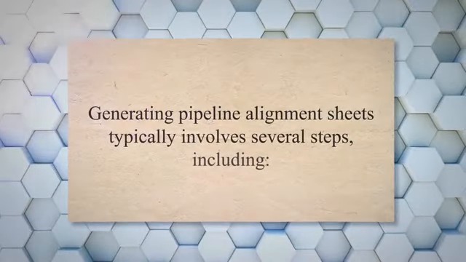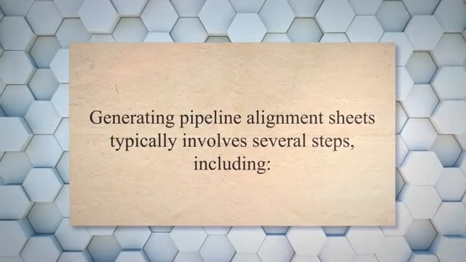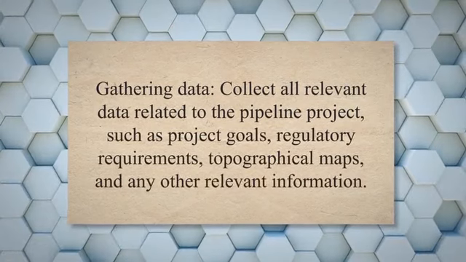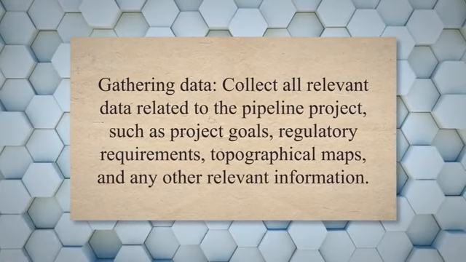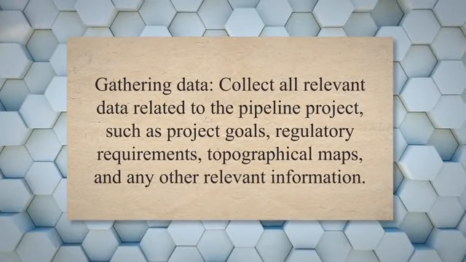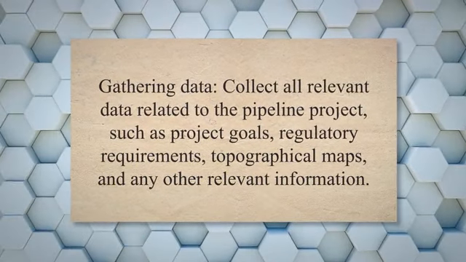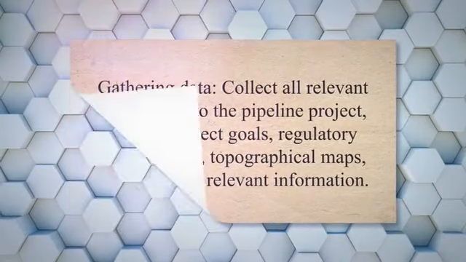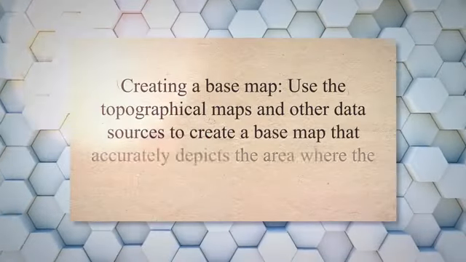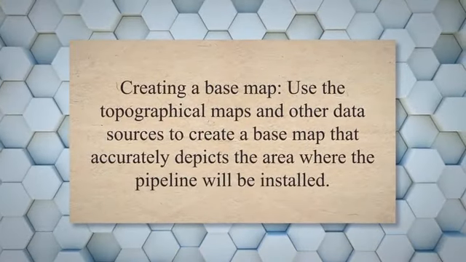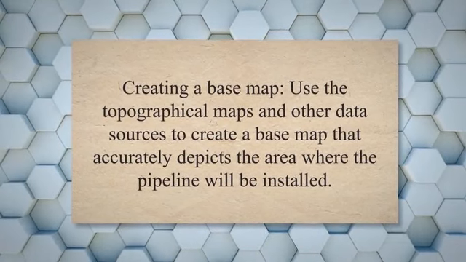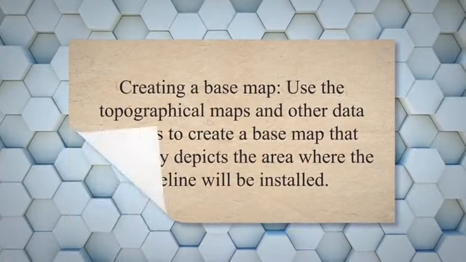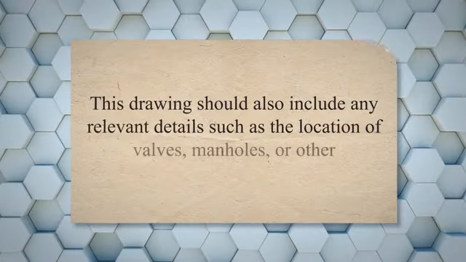Generating pipeline alignment sheets typically involves several steps, including gathering data. Collect all relevant data related to the pipeline project, such as project goals, regulatory requirements, topographical maps, and any other relevant information. Creating a base map. Use the topographical maps and other data sources to create a base map that accurately depicts the area where the pipeline will be installed.